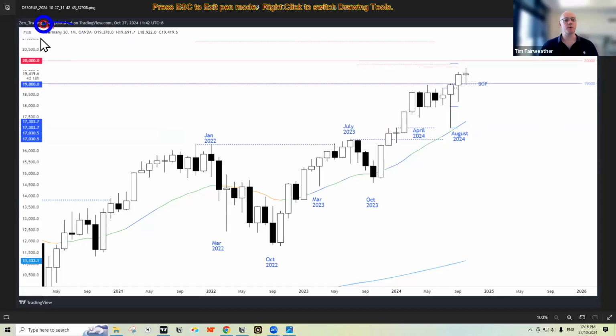Someone asked me last week, how come I'm looking at the German 30 when we're trading the DAX 40? This is the cash index, and the advantage of looking at the cash index is there are fewer gaps, which makes reading the price action much easier, and I highly recommend you do both.